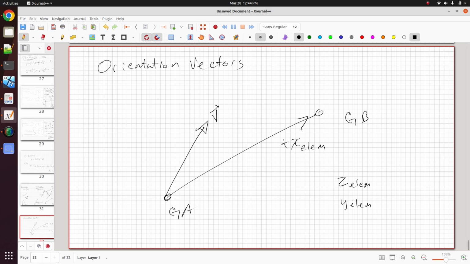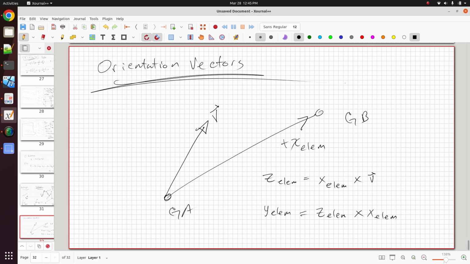So how do you find these other axes? Z element is equal to the following. It's the cross product between x element and the orientation vector. And once you have z element, you can find the element axis for y, which is going to be, okay, let me look at this. Z element crossed with x element.